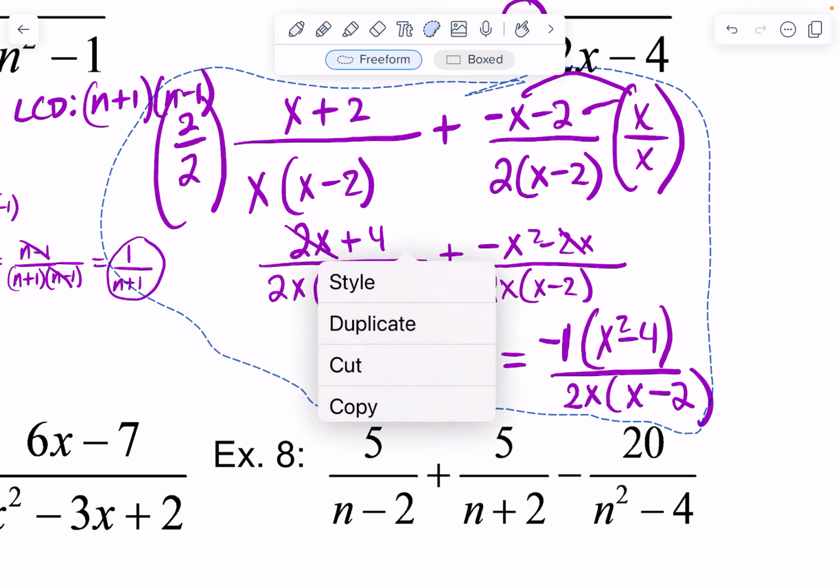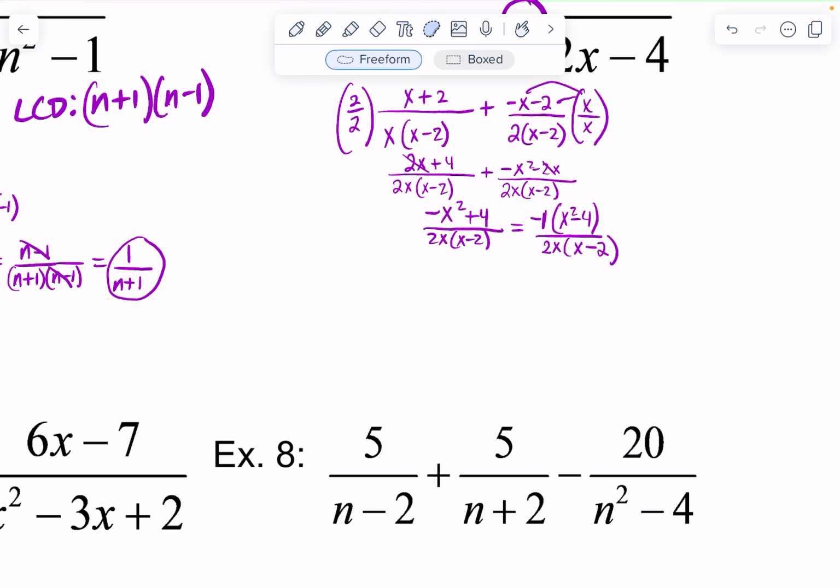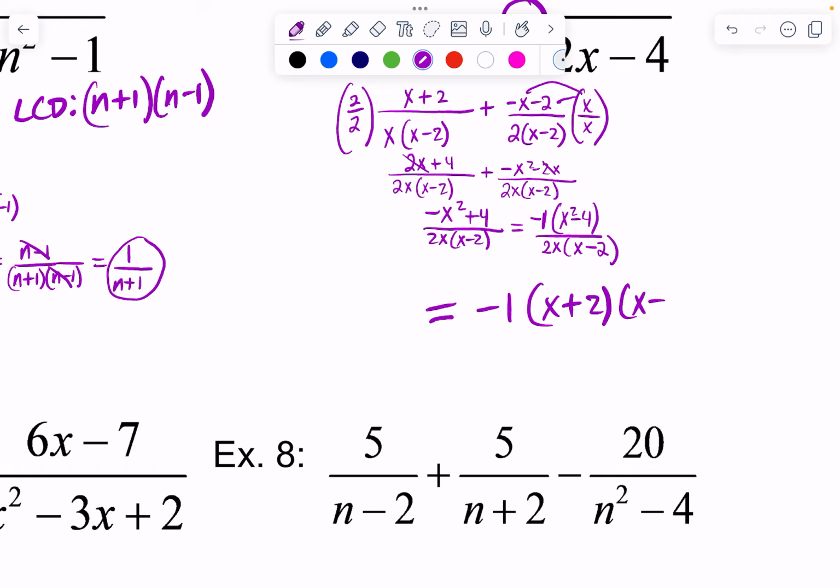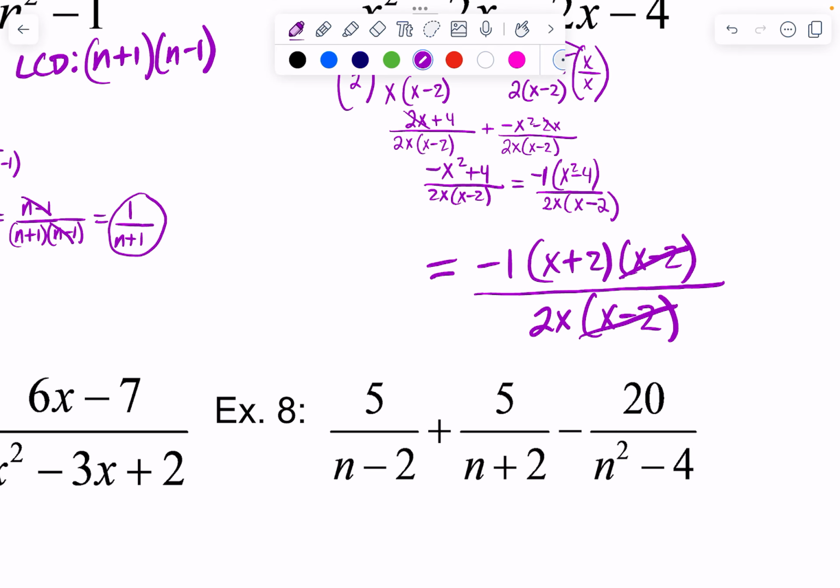I can go ahead and factor the numerator here because it's a difference of squares. So I've got a negative 1 times x plus 2, x minus 2 over 2x times x minus 2. Cancel out the x minus 2's, and my final answer will be negative x plus 2 over 2x. A little bit longer process there, but still nice and simple.